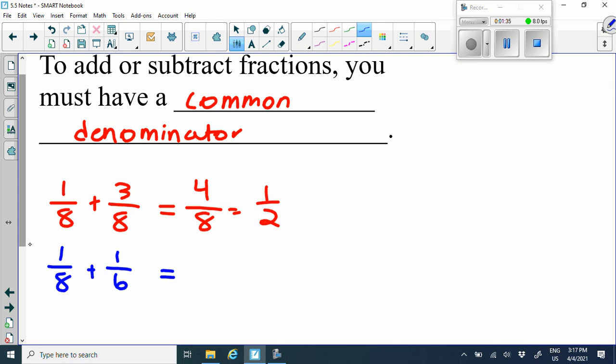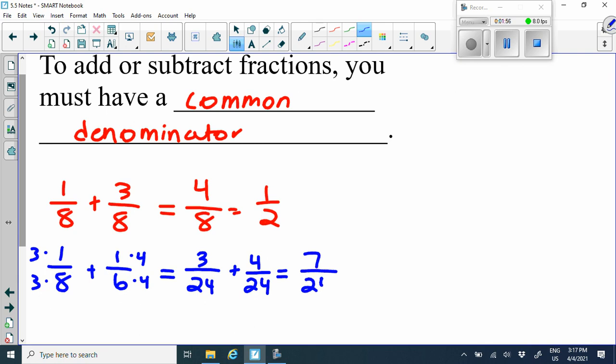Okay, well, 8 times what gives us 24? Well, that's going to be 3. So we need to multiply the top and bottom by 3. So I have 3 over 24. Now, what about for 6? Well, that's going to be 4, okay? So then I have 4 over 24. Now that we have a common denominator, we can now add the numerators. So 4 plus 3 gives us 7, and we keep the denominator the same. And here we cannot simplify anymore, so that would be our final answer.